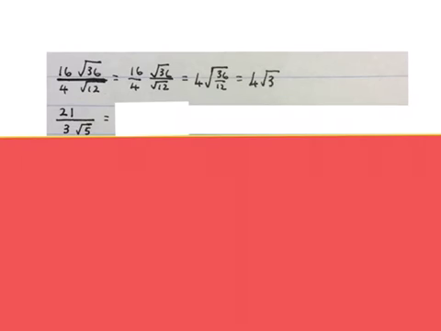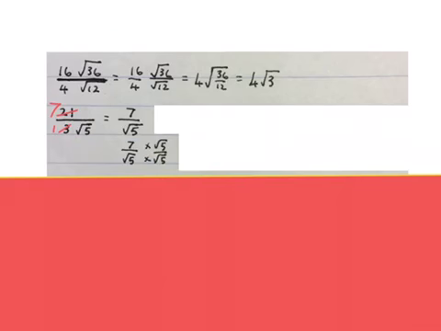The next one, I also have to simplify this expression. 3 goes into 3 once, and 3 goes into 21 7 times. That gives me 7 over square root of 5. Now we have to rationalize the denominator, which means we have to get rid of the square root at the bottom. To do that, I times the 7 and the square root of 5 by square root of 5.